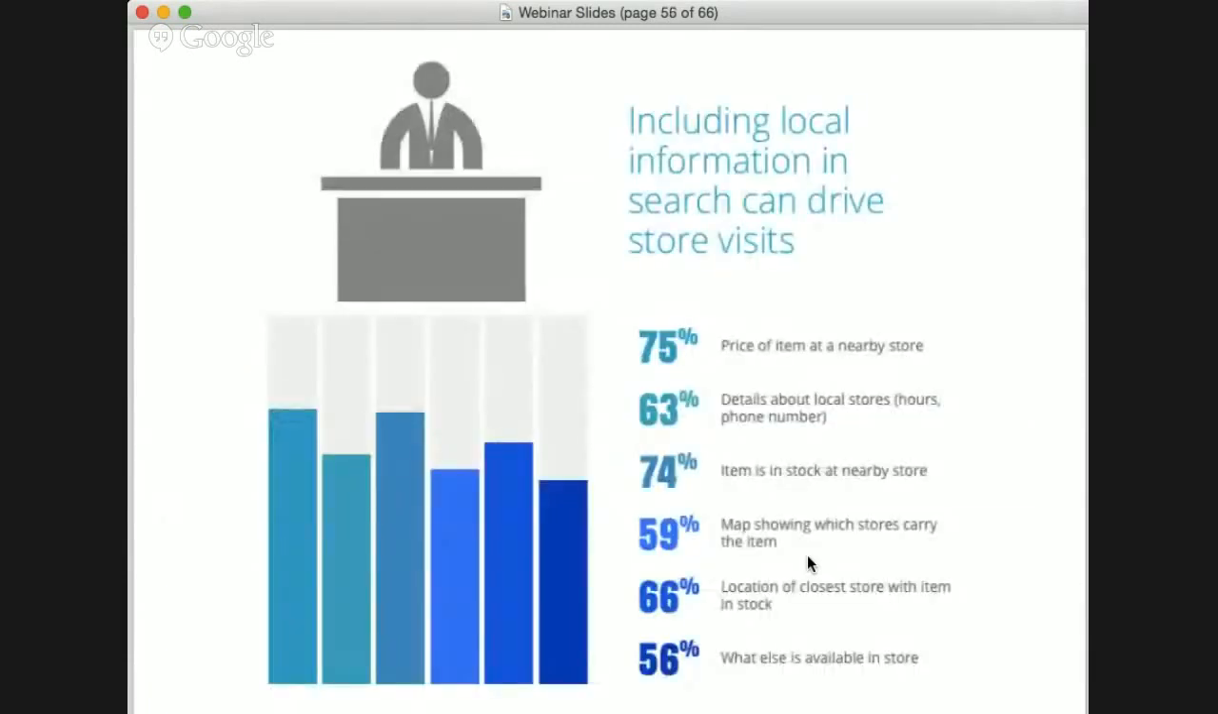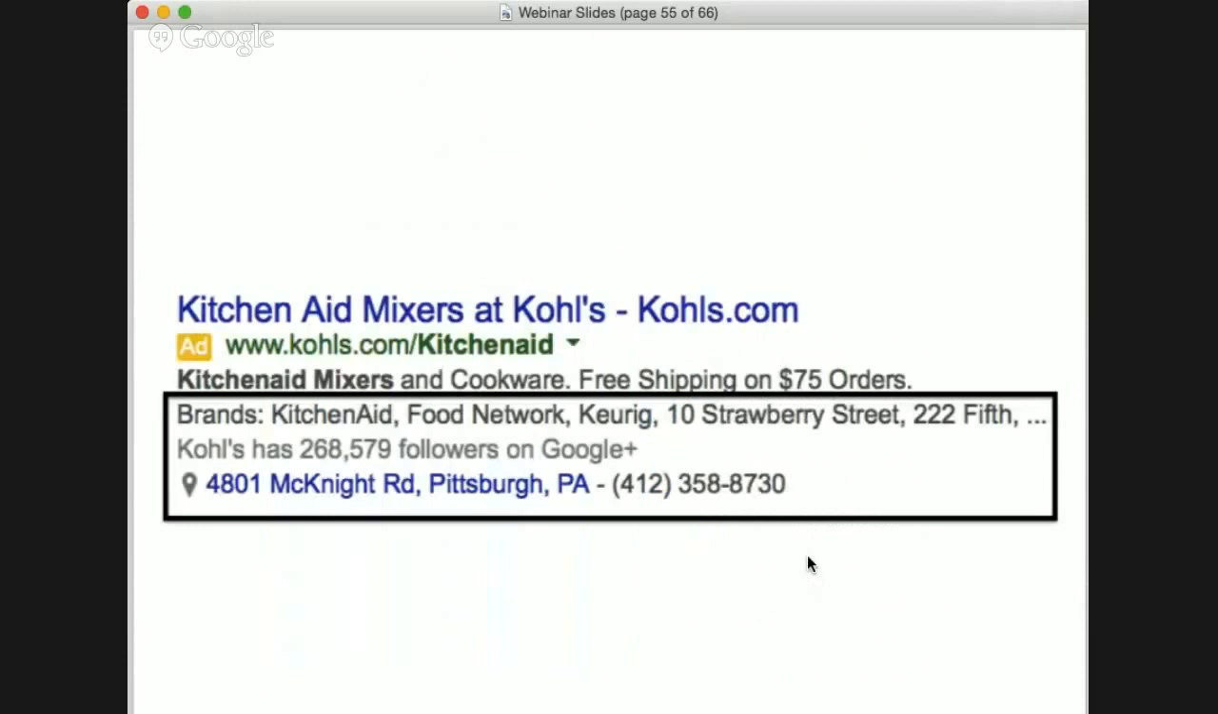And if we go back here real quick, just to point these out, some of these ad extensions are callouts. So they have the brands that they have in their store. They have their Google Plus information, which, when I go to make a decision, is the first thing that I look for. And then it also has their address, and also their phone number.